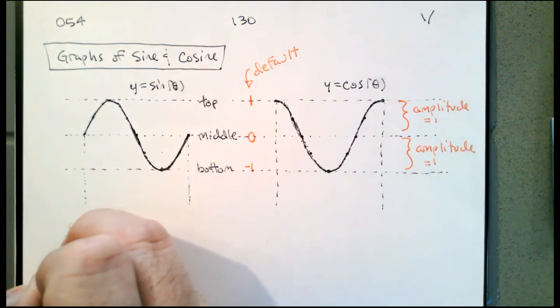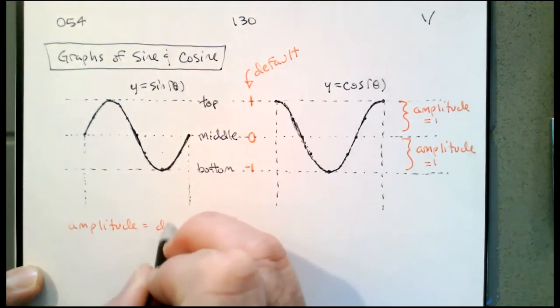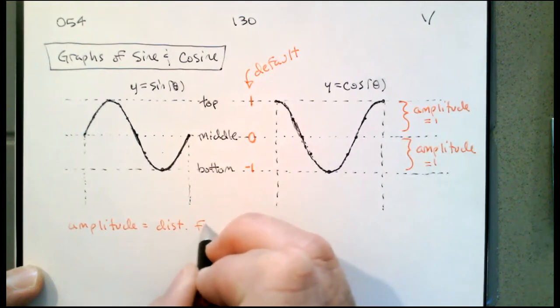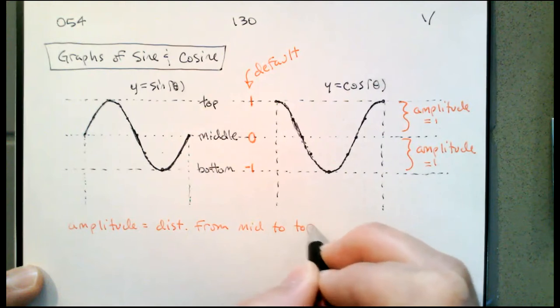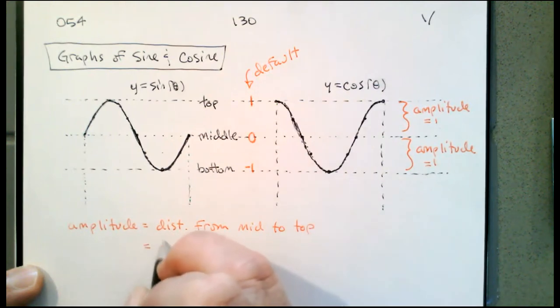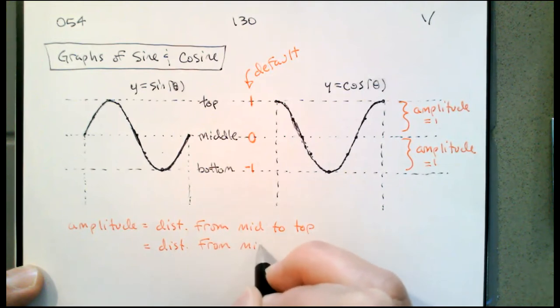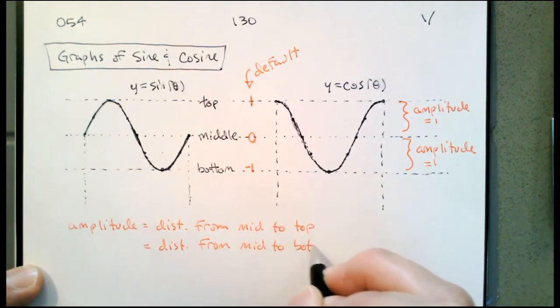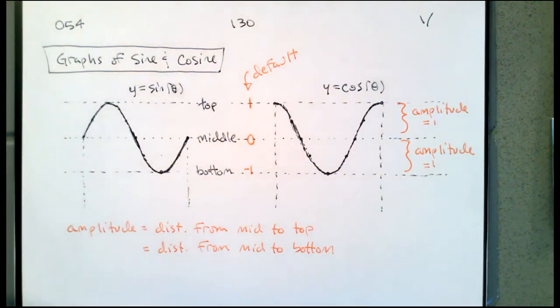So amplitude is the distance from the middle to the top, and it should be the same as the distance from the middle to the bottom. So I've named the top, a middle, and a bottom, and the distance is going to be the amplitude.